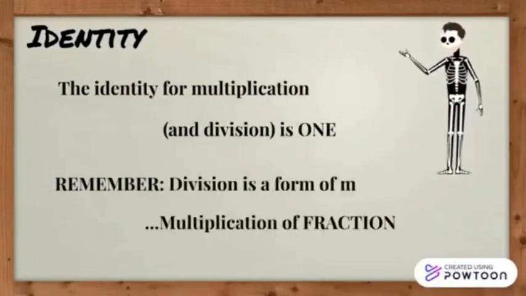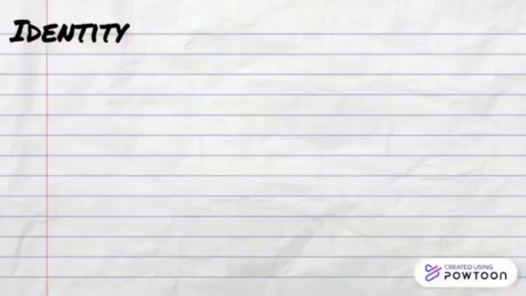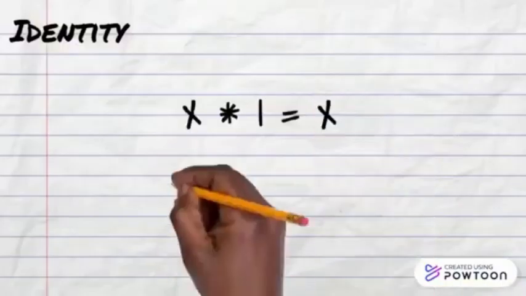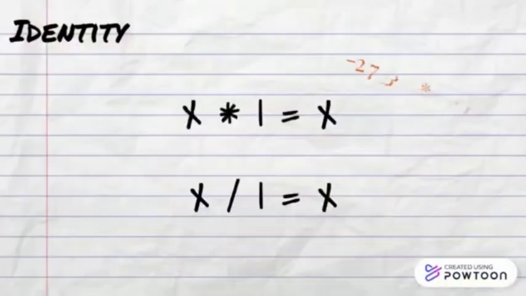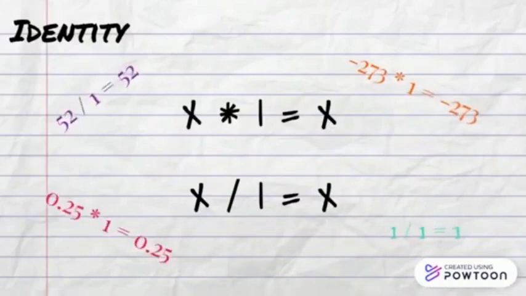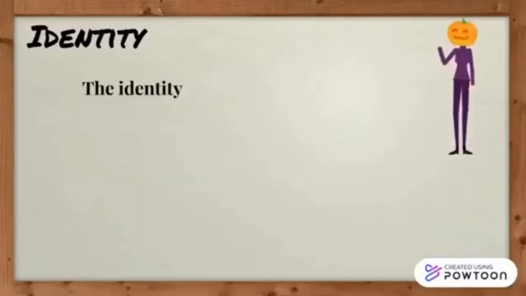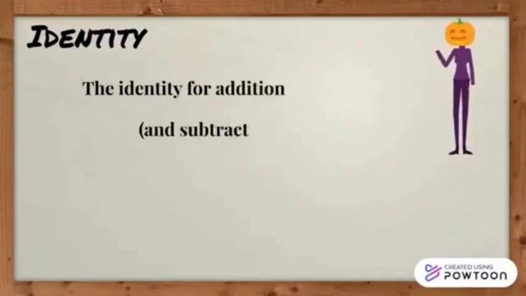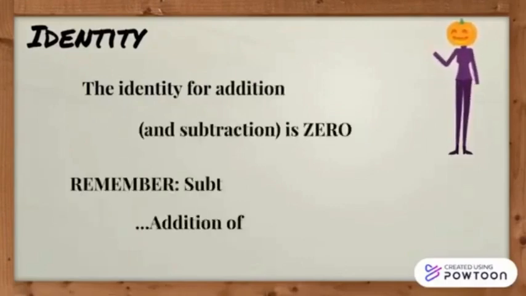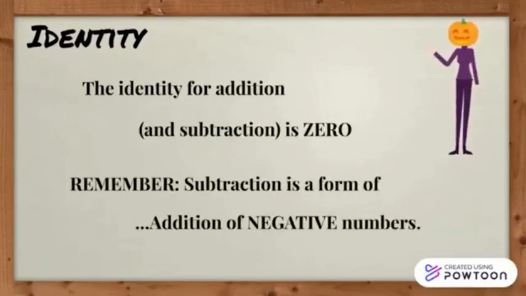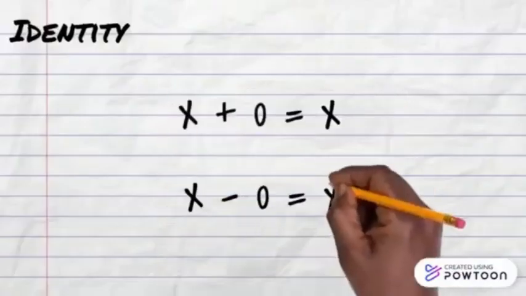So any number x plus 0 is going to be equal to x, or x minus 0 is x. Therefore, the identity for addition and subtraction, remember subtraction is a form of addition, is in fact 0. And any number x times 1 is equal to x. Similarly, x divided by 1 is equal to x.